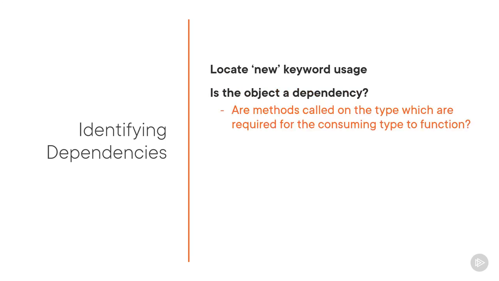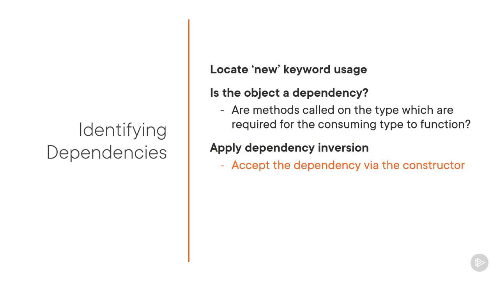If your class calls methods on the object, and the object is required for the consuming code to perform its responsibility, then your class likely depends upon it. Once you identify a dependency, you can apply the dependency inversion principle and require that the dependency be injected via the constructor. Remember that you must also register the service with the container, and that failing to do so will result in an exception being thrown at runtime.